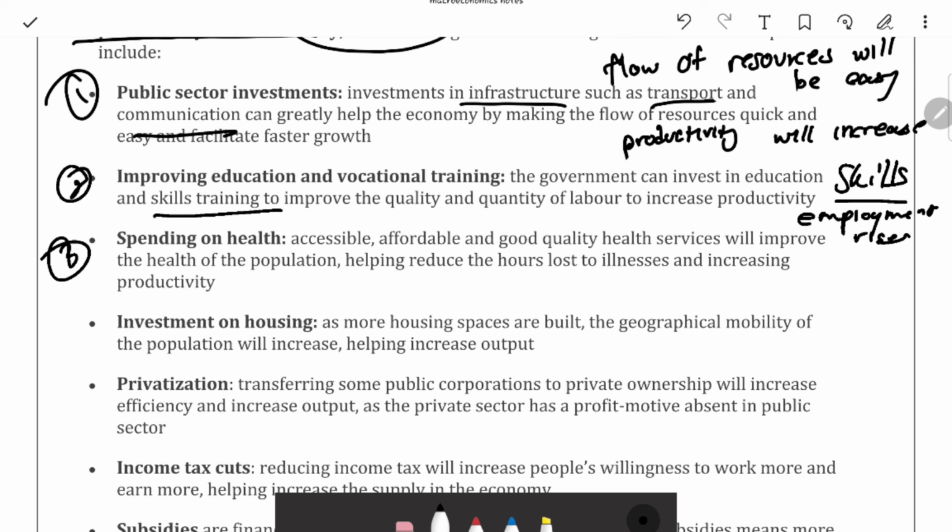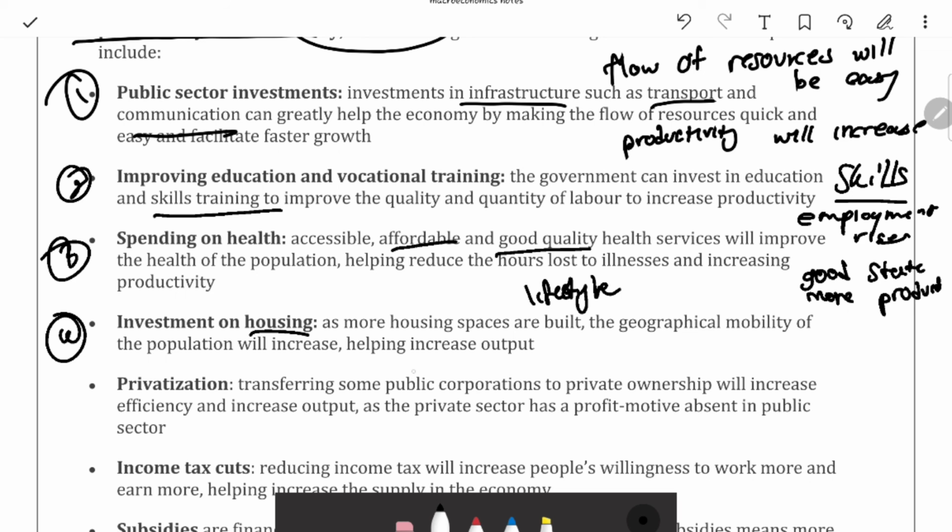The next one is the spending on health. These are all more direct, you just need to memorize them. Spending on health means when it's more affordable and people are in a good healthy state, then they'll be more productive. Then the fourth one is investment in housing. When there's a good lifestyle for a person, then the population will increase. Hence, there will be more available workers, and hence they will increase the output.